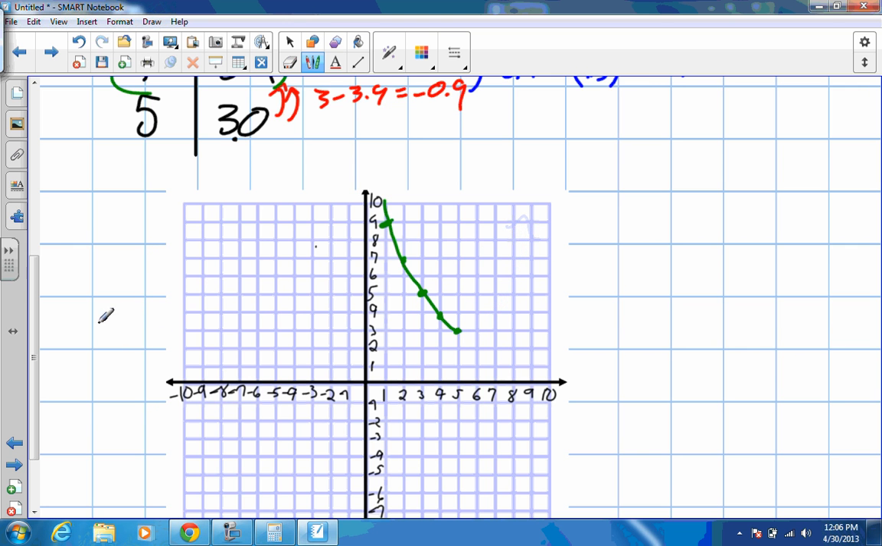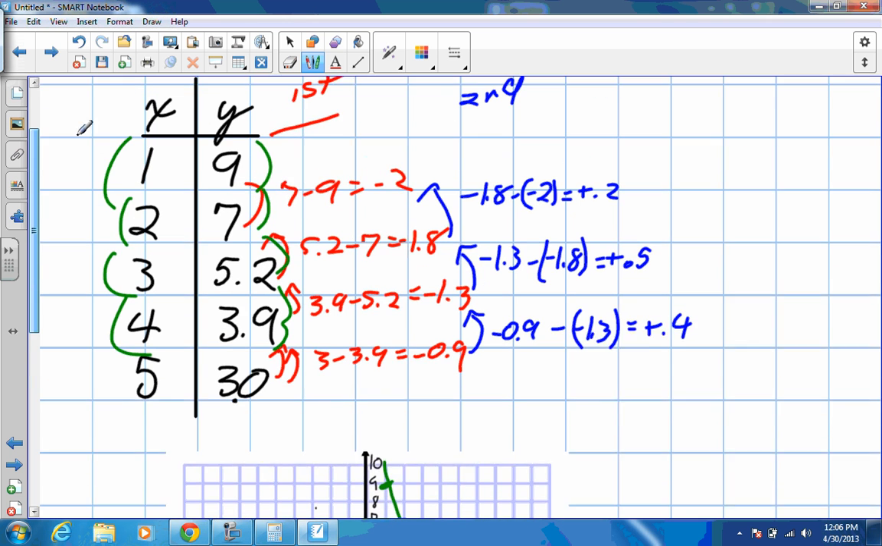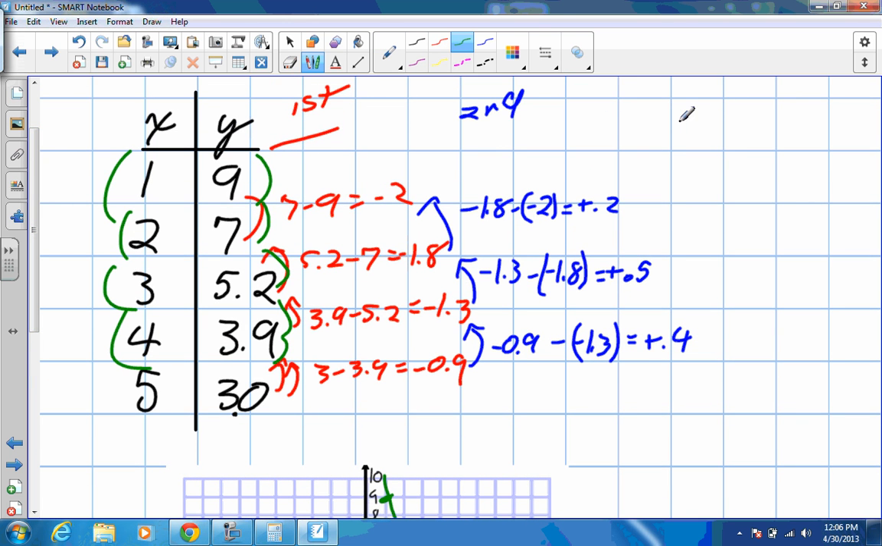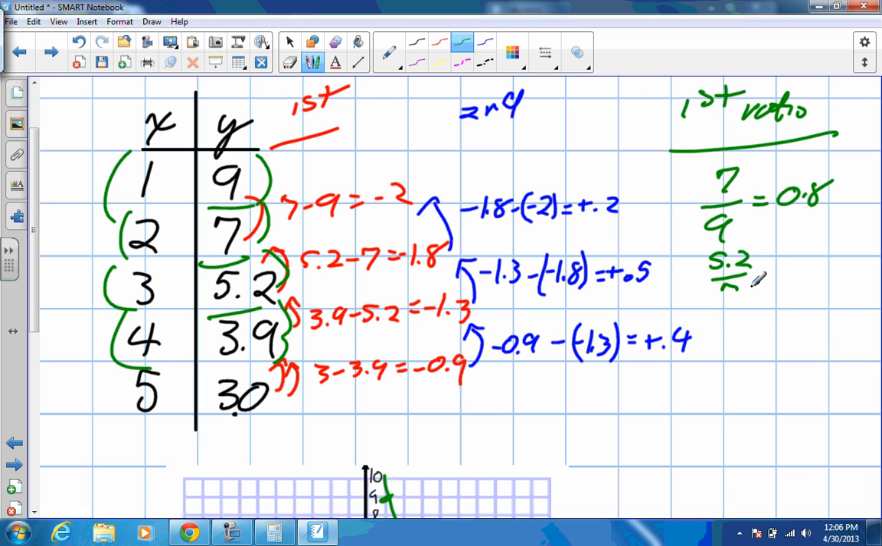So what we're going to do is try our first ratios to see if maybe they will be a better fit, because our exponential and our quadratic are very similar. We take the second value and divide by the first. 7 divided by 9 gives us 0.8. 5.2 divided by 7 gives us 0.7. 3.9 divided by 5.2 is 0.8 again. And finally, 3 divided by 3.9 ends up being 0.8.